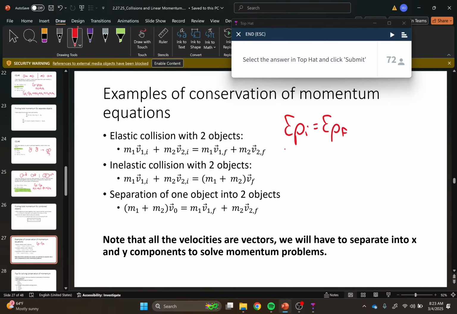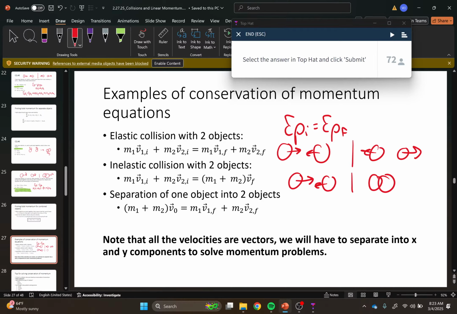If you have 2 objects and they run into each other or whatever, and then they bounce off each other, great, that's the first one. If you have 2 objects that collide and they get stuck, that's the one that you all just did, the second one. You built the second one yourself already. You are capable of doing this. And then the last one is 2 objects that started together and they separated. And then the last thing's really important.